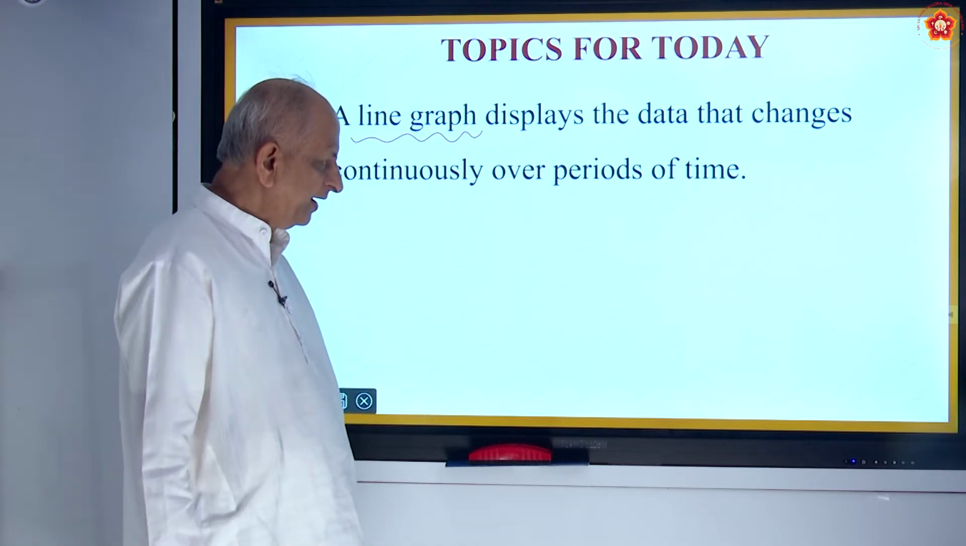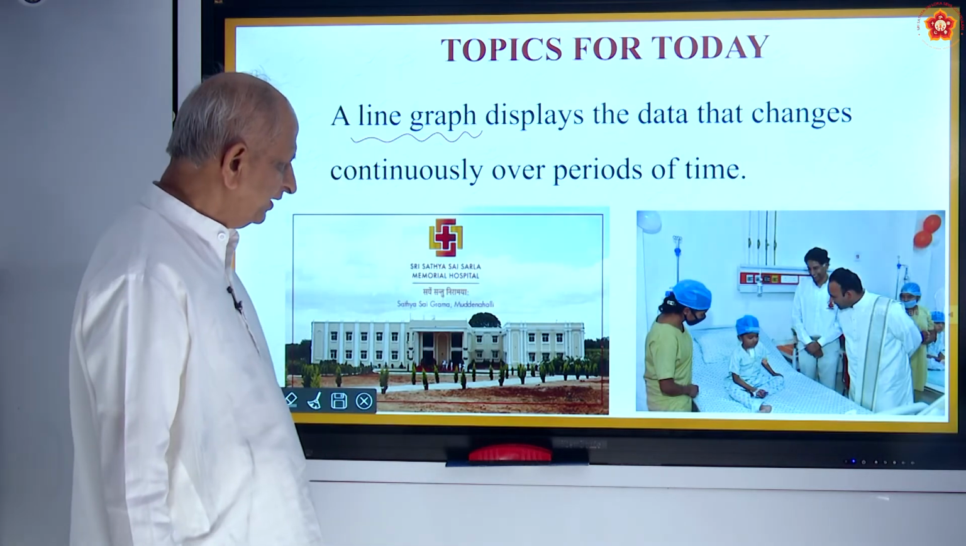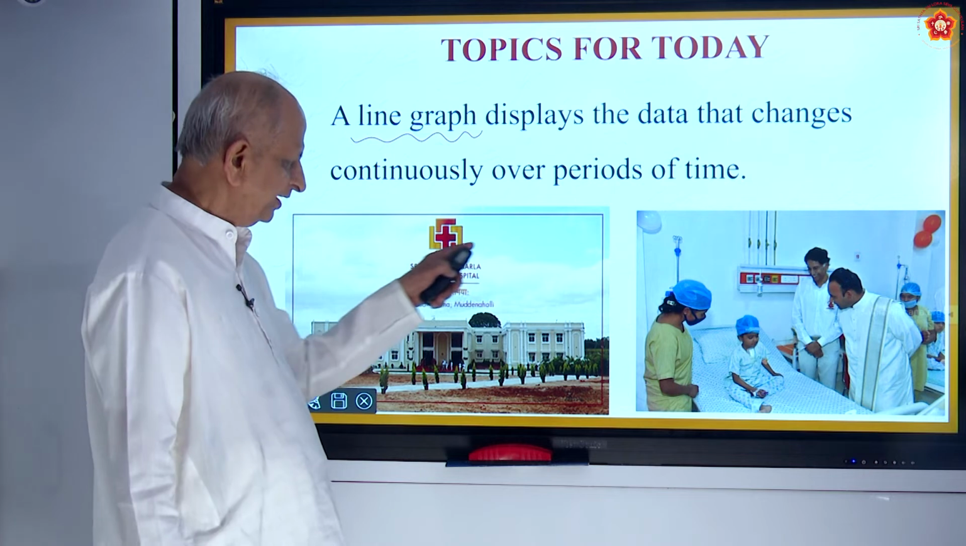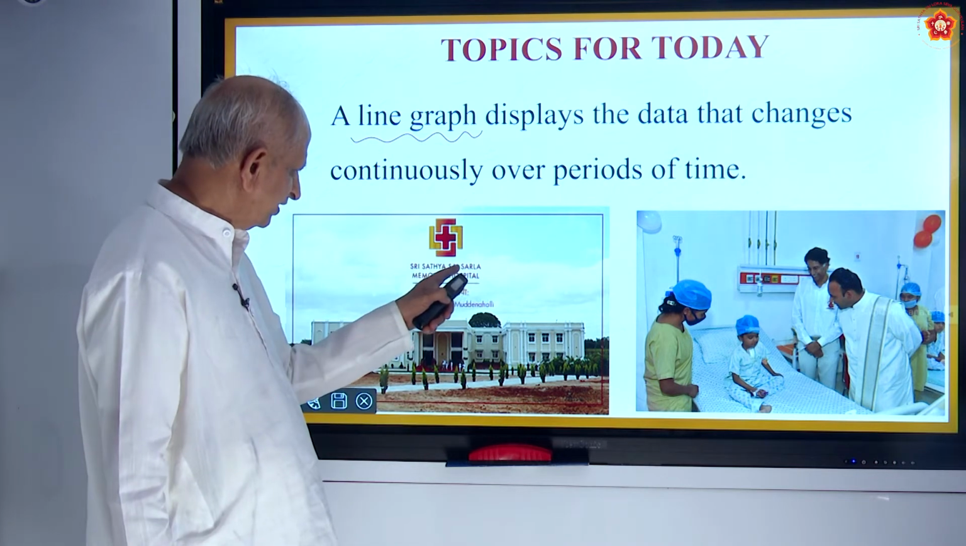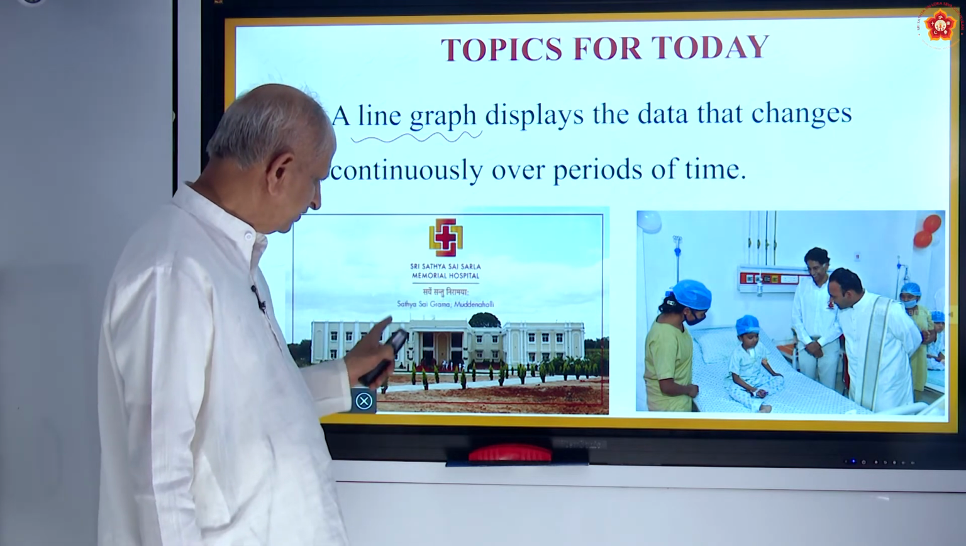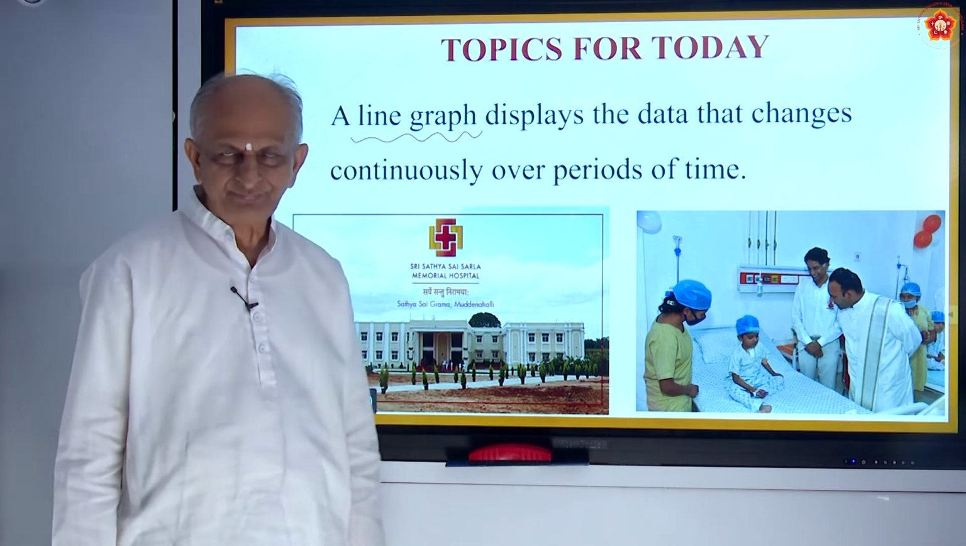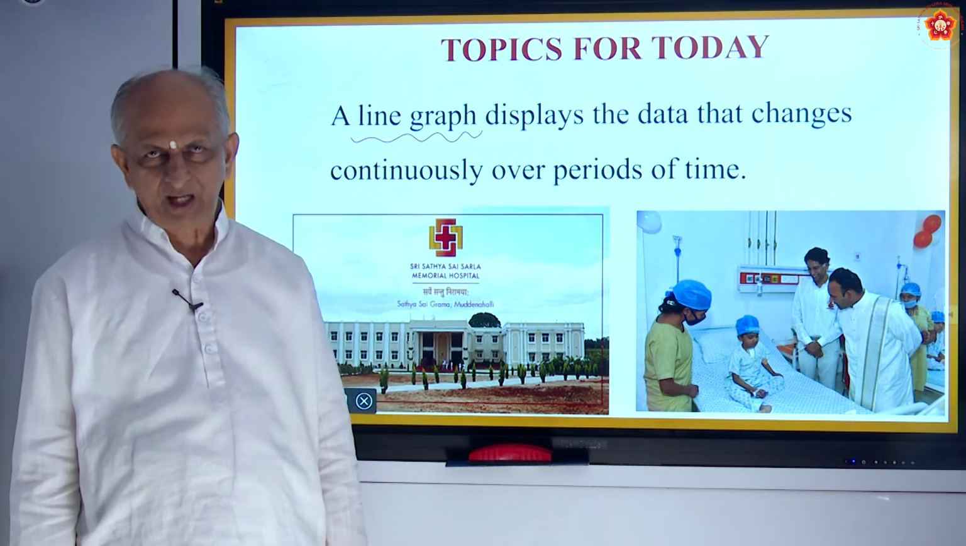So shall we take one example? For example, here is a hospital. I think all of you have heard about it, and some of you might have seen it. Sri Sathya Sai Memorial Hospital, Sathya Sai Grama, Muddenahalli. It is a 150 bedded hospital now.